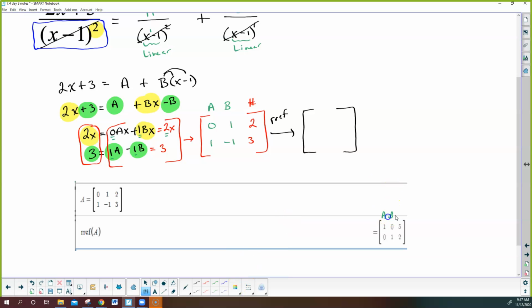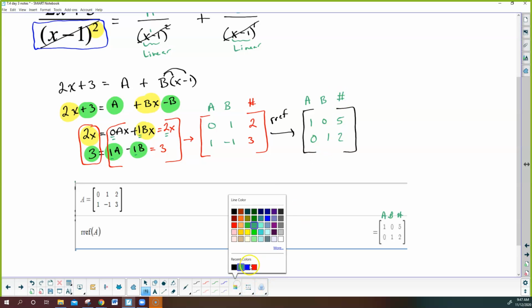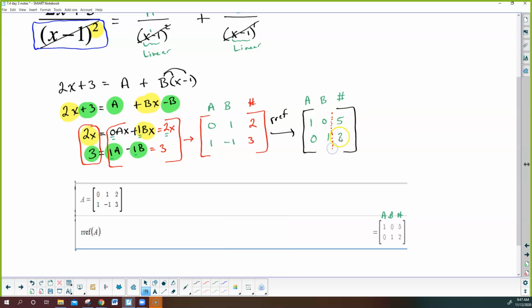And then again, remember the order that it's written in: 1, 0, 5, 0, 1, 2. That tells me what A is, what B is, and then what numbers they're equal to. And some people like to draw the dotted line separating the last column. That tells them that, okay, 1A is equal to the number 5, and 1B is equal to 2.